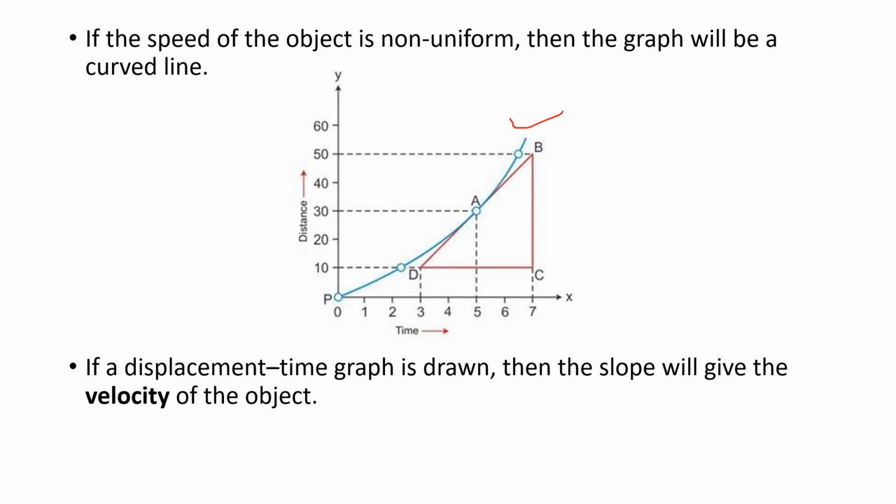Whereas when the speed of the body decreases with the passage of time, for example, when a train approaches the platform, its speed decreases with the passage of time. That is, the train covers less and less distance in unit time. So the distance time graph for this type of non-uniform motion will be a curved line having decreasing slope, like this one.